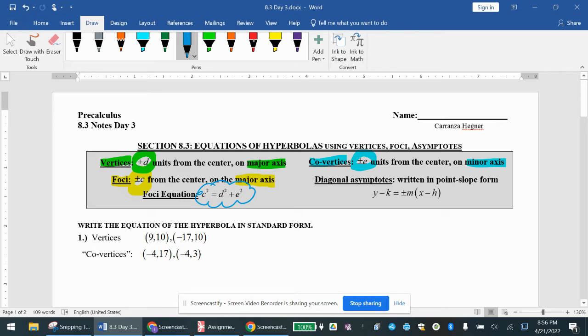We also mentioned that to graph hyperbolas, you need those rectangles created by the vertices and the co-vertices, and the diagonal lines that connect the opposite corners of that rectangle. We talked about how their equation is written in point-slope form. So don't forget that the m represents slope. That's going to be really important today.